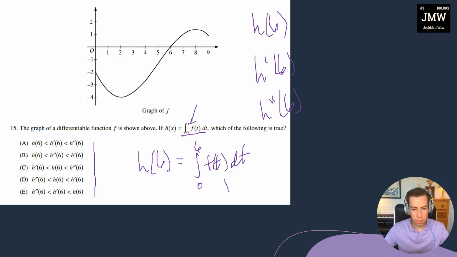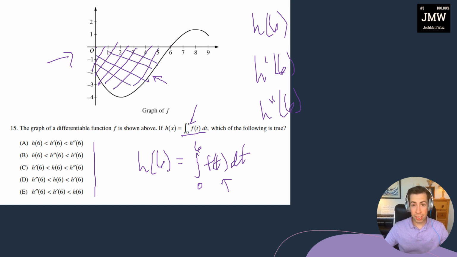Now, I don't know what f of t is. They don't give me the actual function, but I do have this graph here. And if I know what an integral is conceptually, then I can solve it. So remember, the integral is the area under the curve, right? So what I'm going to do is look here and recognize that from 0 to 6, all of my y values are negative. So therefore, I have all this area right here. And therefore, the area is negative.